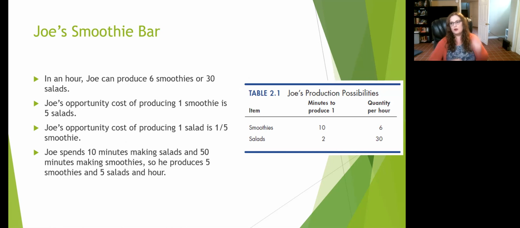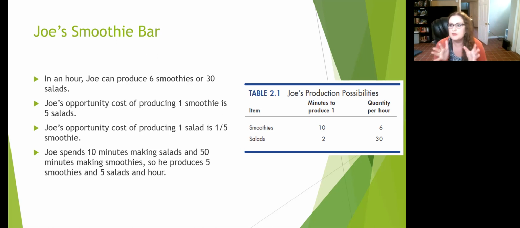So if we're all the way up on one axis, it could be that he produces 6 smoothies and no salads, or if we're on the other axis, he can produce 30 salads but no smoothies. Right? So those are his 2 extremes, and we need to think about what the curve in between the 2 is going to be. So what's his opportunity cost?